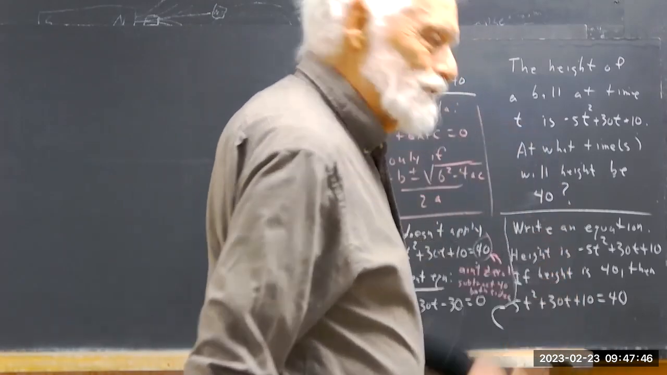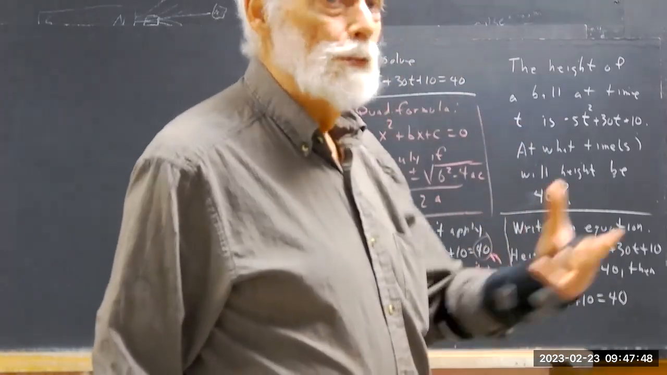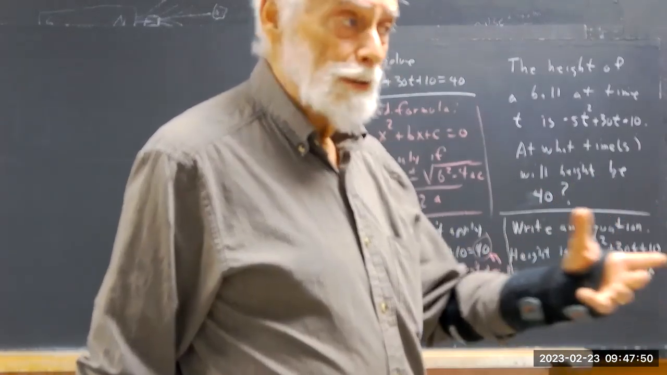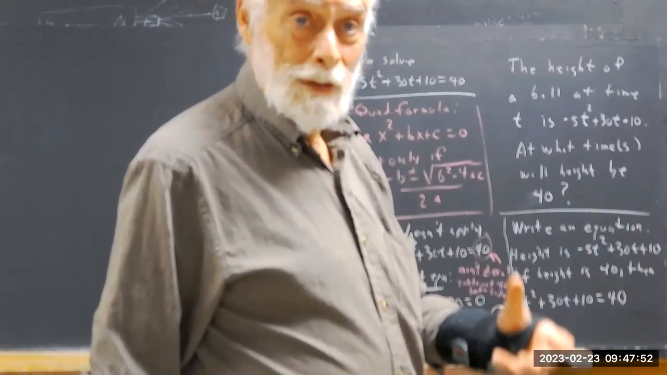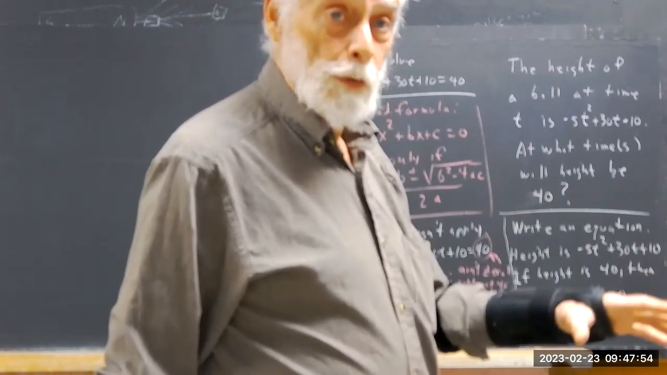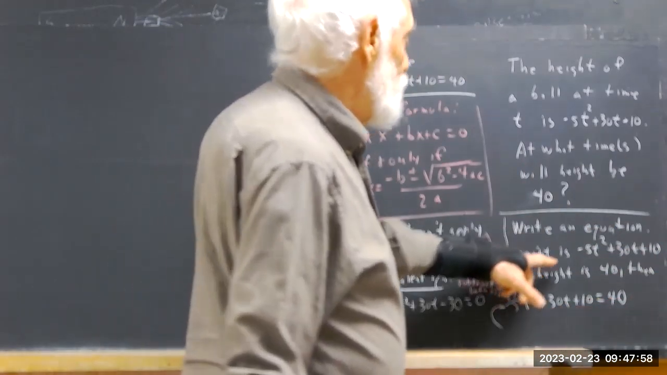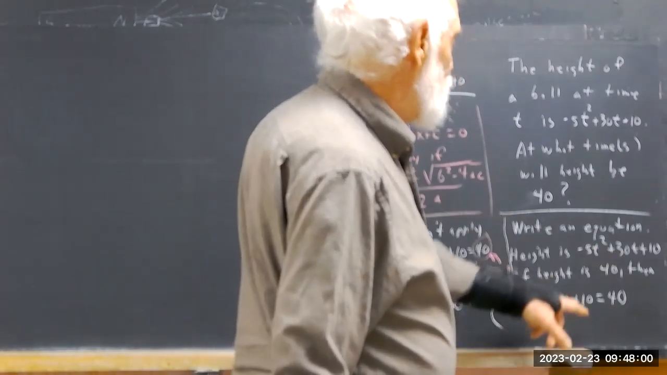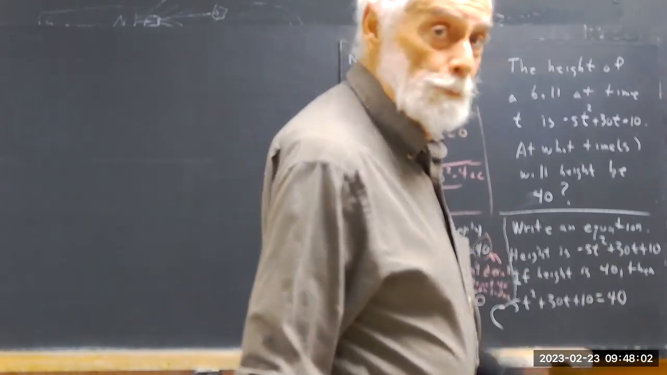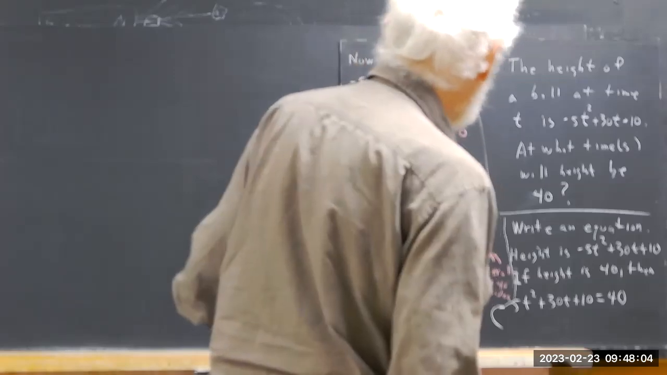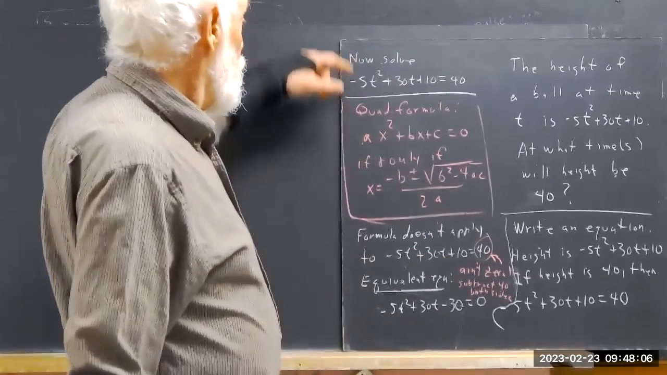Try to get yourself to write out the words that say exactly what you're doing and why you're doing it. It doesn't take that long. It reinforces it so you don't forget to do it. The logic is: height is this. If the height is 40, then this equals 40. We're going to write that out.